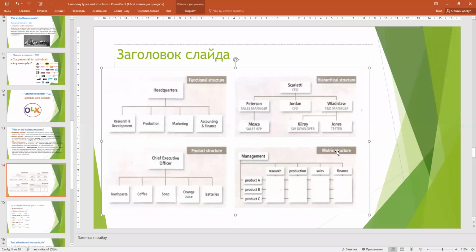And the matrix structure. Let's see the matrix structure. As you can see here, the management is the top position in this kind of structure. These are categorized into four: research, production, sales, and finance. And three kinds of products: product A, product B, and finally product C.